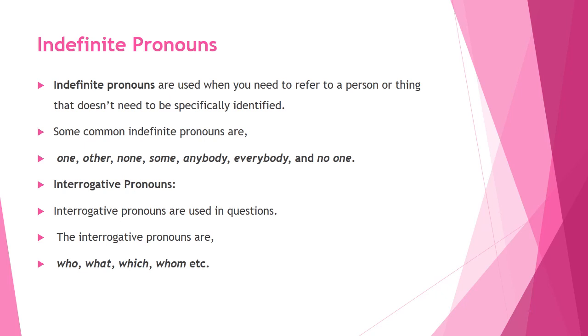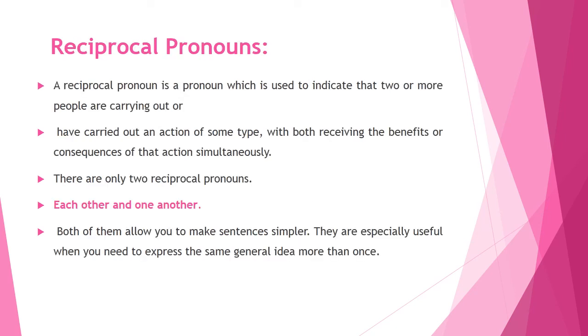And the next type of pronoun is interrogative pronouns. Interrogative pronouns are used in questions, and examples are who, what, which, whom. Who is your friend? What are you doing? So we can use these words in this way because they are used in interrogative form, so that's why they are called interrogative. The next type of pronoun is called reciprocal pronouns.